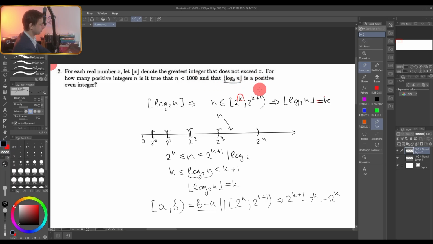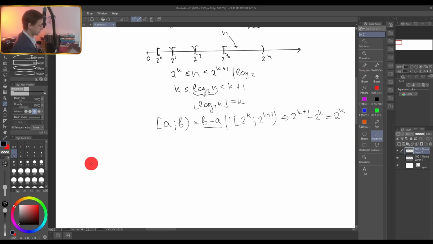Well, we already figured out that if we want to consider this floor, then we should consider between which powers of 2 we have our number n. And then this log is simply the power of 2 that is on the left of n. This is it. And therefore, let's divide the numbers between 1 and 1000 into segments, and the ends of the segments are powers of 2.